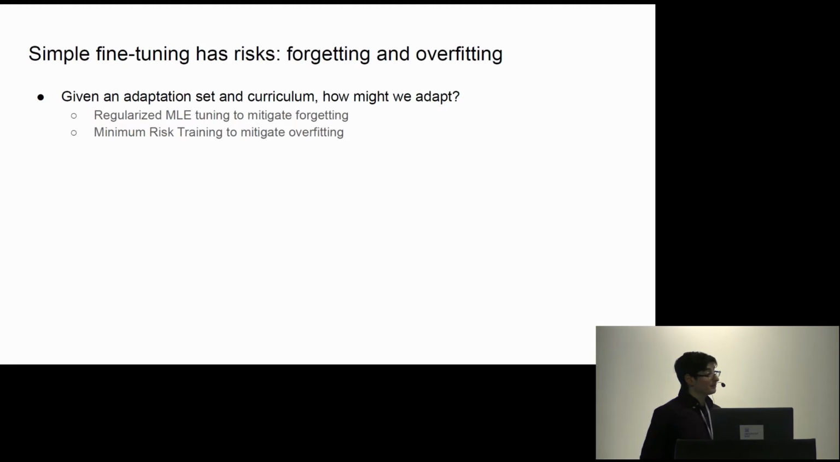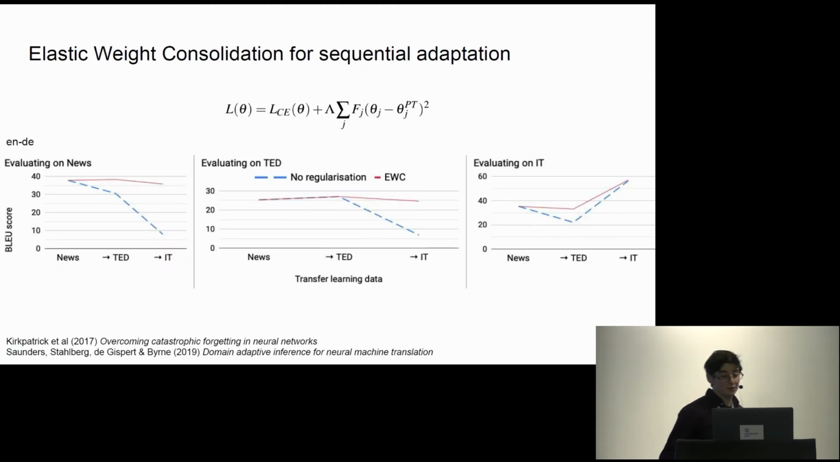So what can we do about that? In the next part of my thesis, I explored two possibilities, given an adaptation set and a curriculum. Given an adaptation set and a curriculum, how can you adapt? Or how should you adapt? And two alternatives that I explored: regularized tuning to avoid the forgetting problem, and minimum risk training to avoid the overfitting problem.